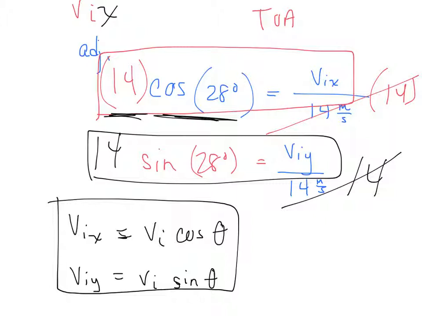Remember the other day when we were doing cosine theta and sine theta, these were always giving you decimals, right? Like decimals less than or equal to 1. So your legs, or your VIX and your VIY, are always going to be smaller than whatever VI was to start. So in this problem, we have 14 to start, right? What would you get for VIY if you did that? What's 14 times the sine of 28?